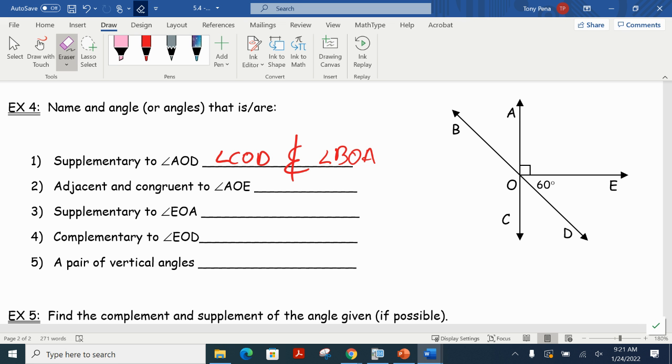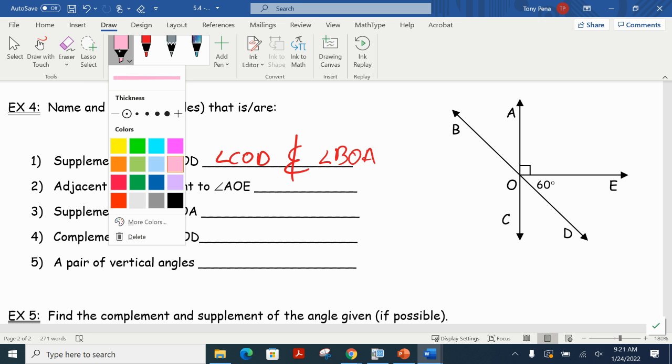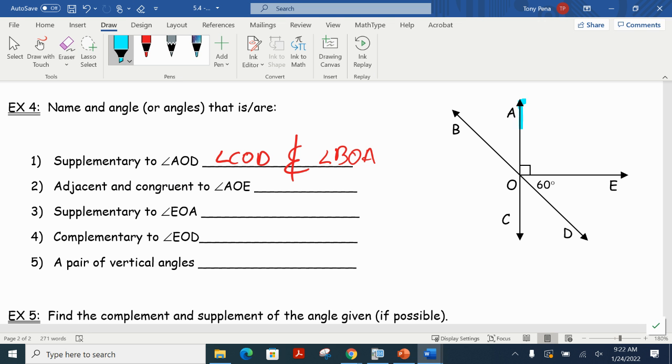All right. 2. So a few more answers for this one. We want an angle adjacent and congruent to AOE. So here is A, here is O, here is E. It's getting a little bright here, the glare. What angle is right next to AOE, but also congruent to AOE?